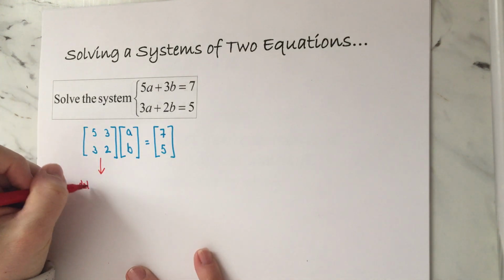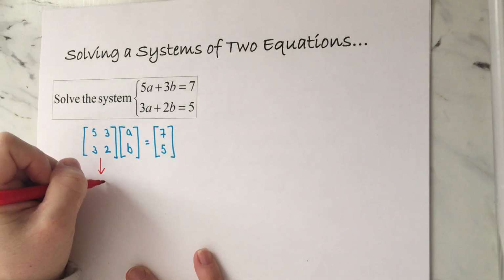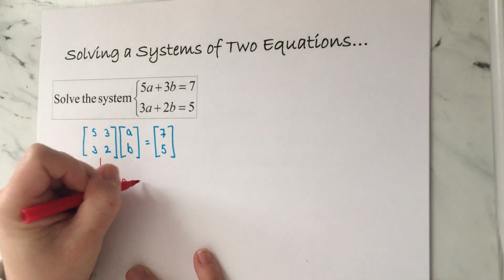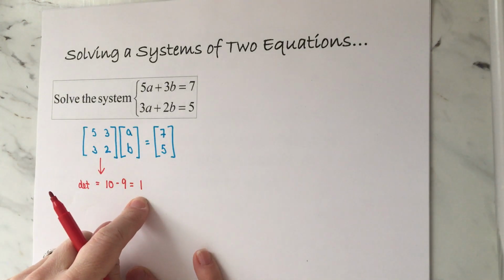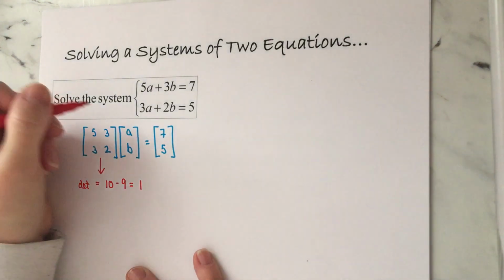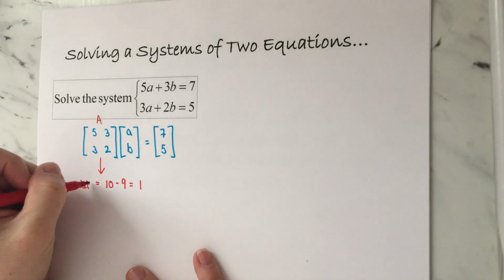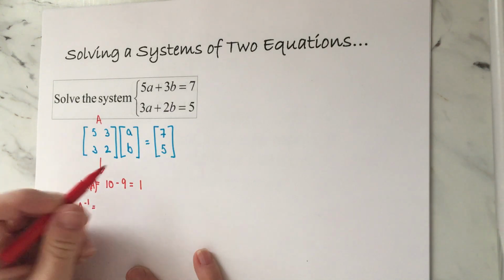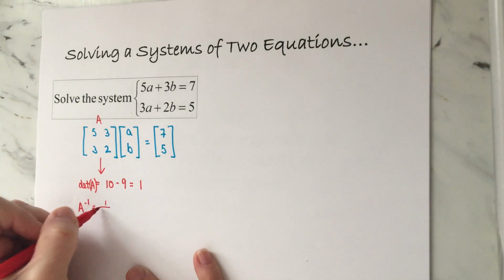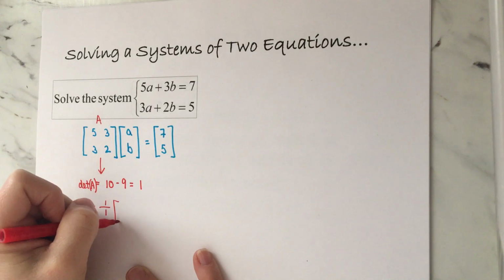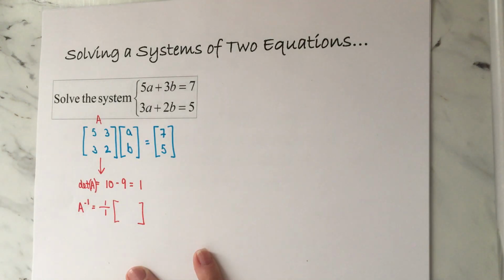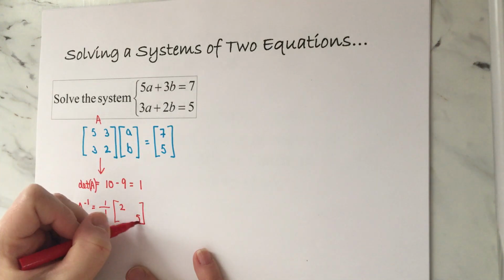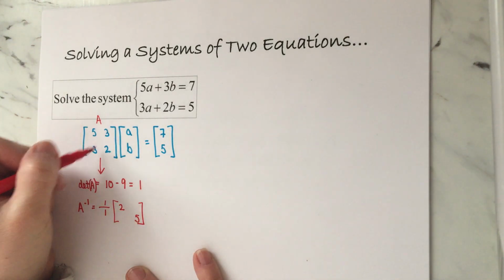So the determinant of this is going to equal, remember, diagonal subtracted, 10 minus 9, which is 1. As long as the determinant is any number other than 0, yes, we have an inverse. I'm going to call this A, just so we can refer to it. So the inverse of matrix A is going to be, remember, the reciprocal of our determinant multiplied by a new matrix that we're creating. In our new matrix, we switch the spots in the first diagonal, and then we switch the signs in the second one.